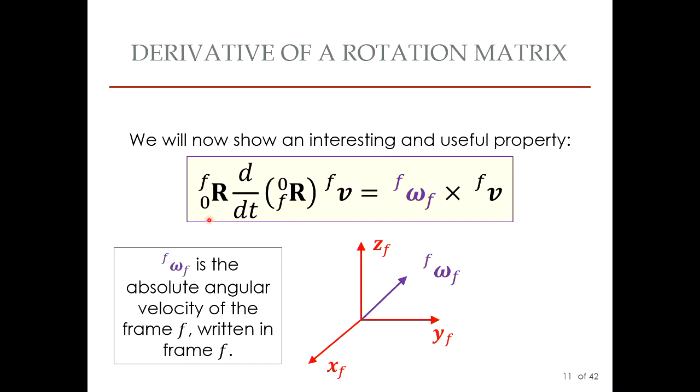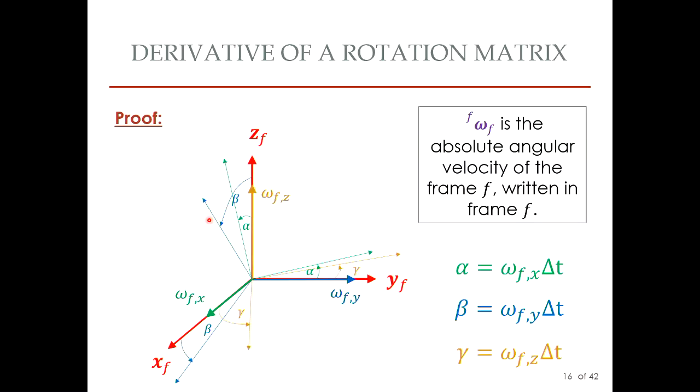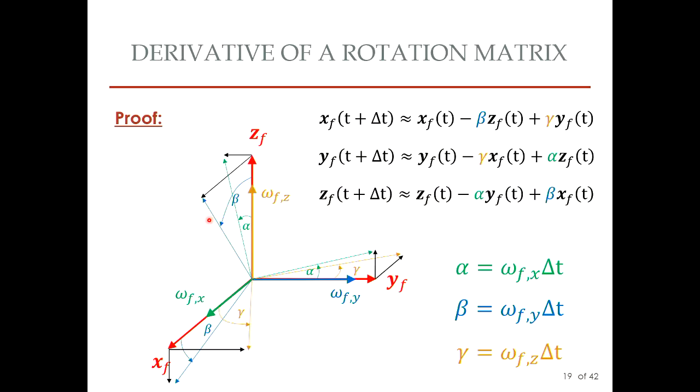So I started showing that step by step. Okay, we decomposed the angular velocity vector omega f into its components, right? And then we looked at what is the resulting change of orientation over some short amount of time of the axis of frame f. And then using superposition, we looked at the new locations of the red axis, their new locations after some delta t time has passed.